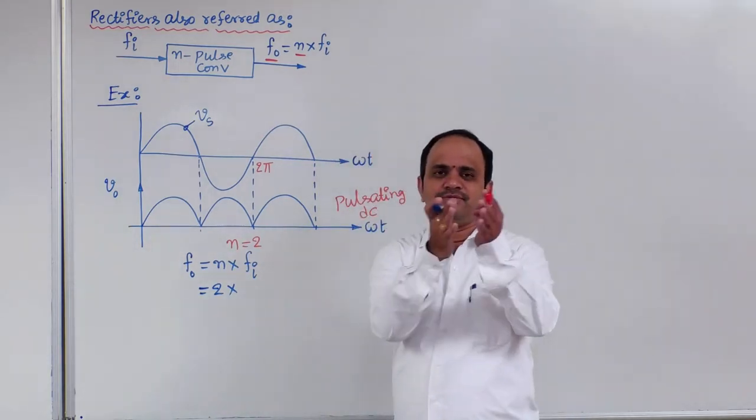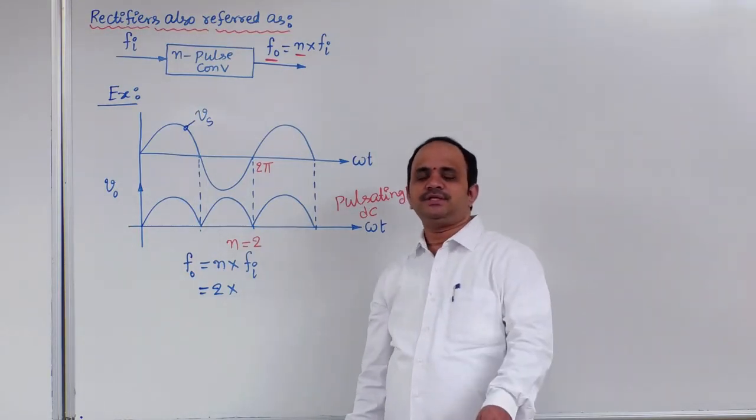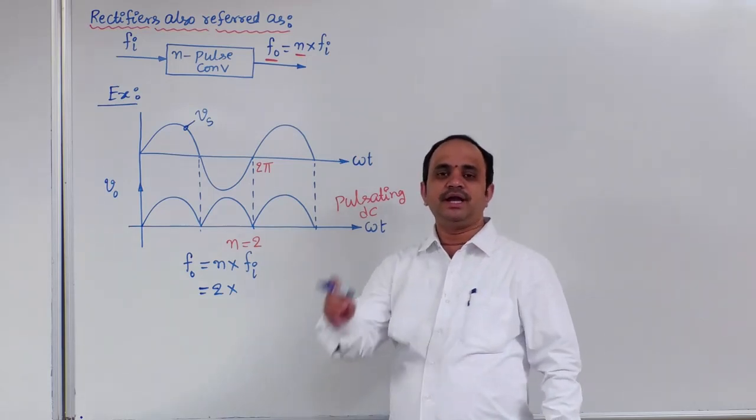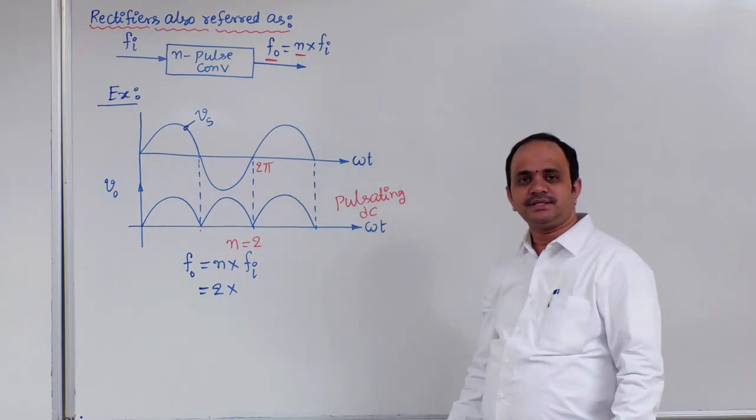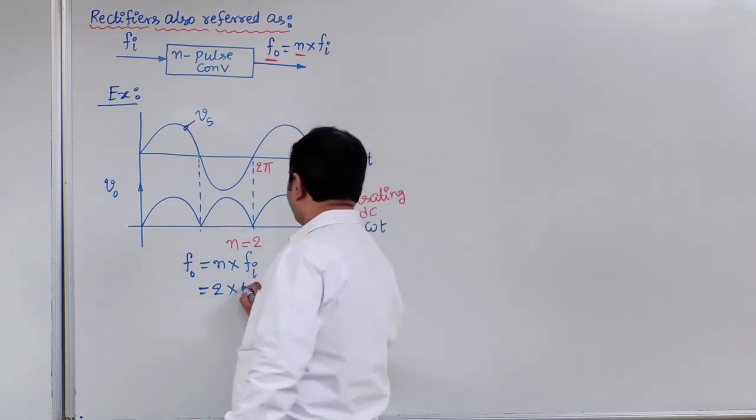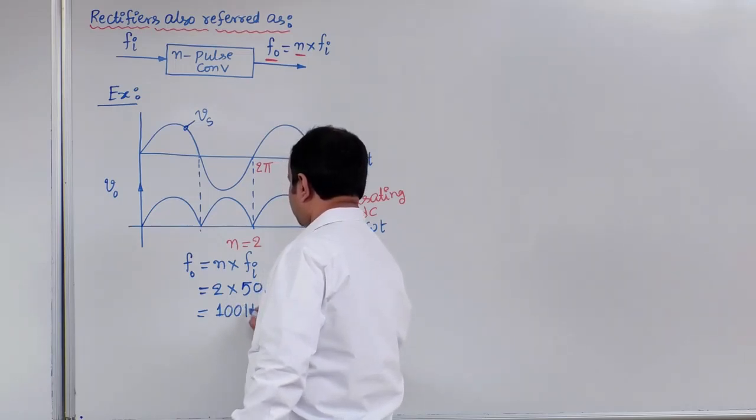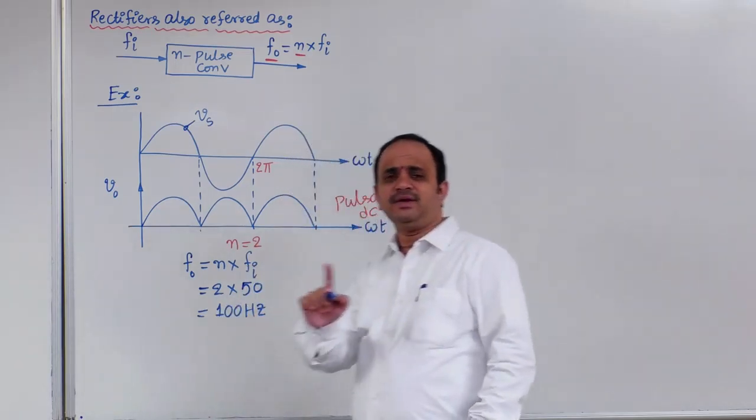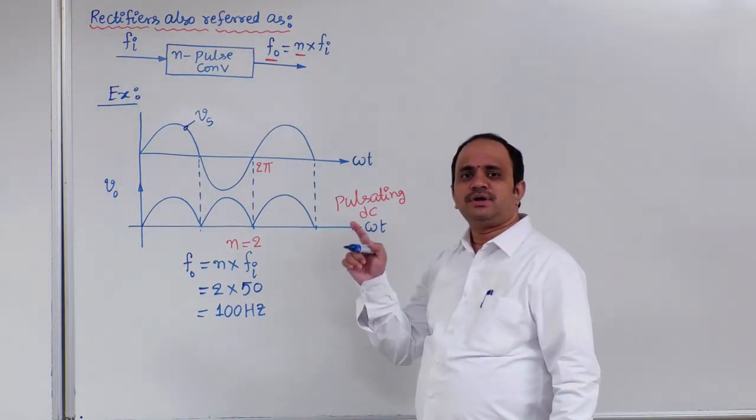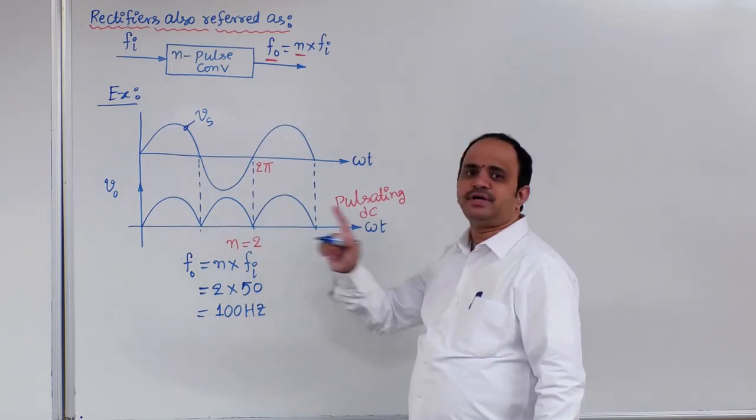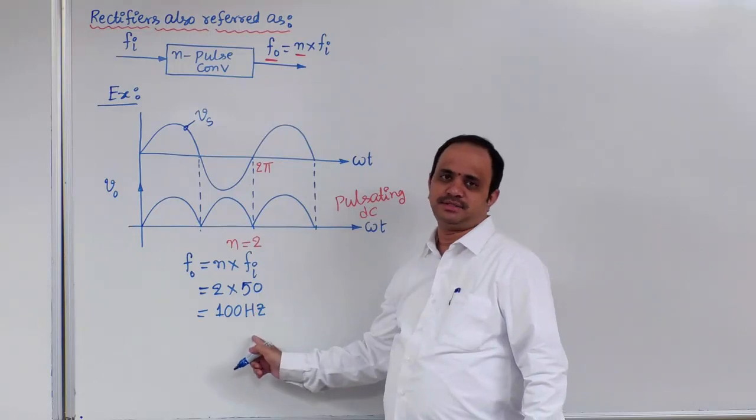Suppose in the exam, input frequency is given to you, you have to take that value. Otherwise, you are allowed to take grid frequency of your country. Okay, so what is our Indian grid frequency? That is 50 Hertz. Therefore, I can write here 2 × 50 = 100 Hertz. Therefore, finally, what is the conclusion? The output ripple frequency of 2 pulse converter is 2 times input frequency, that is 100 Hertz.